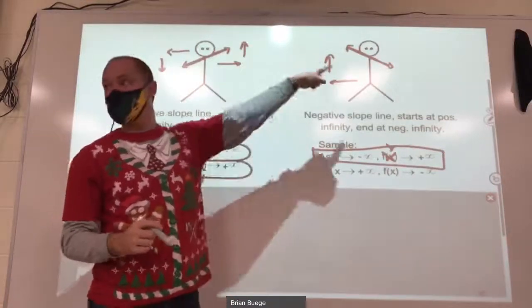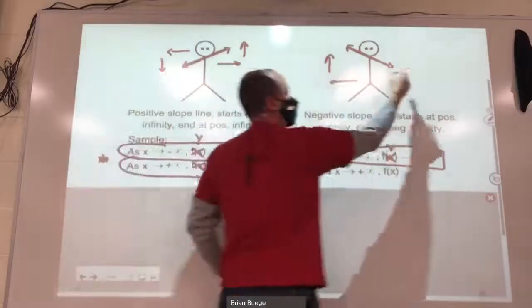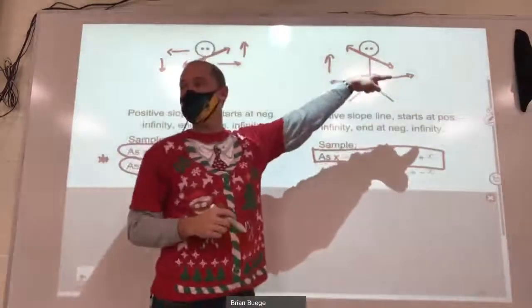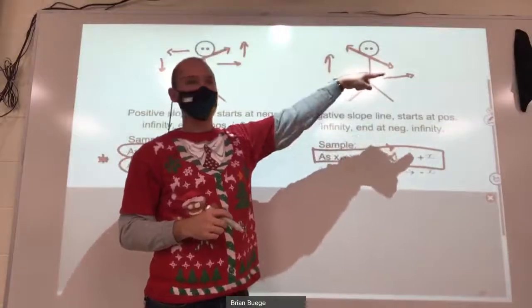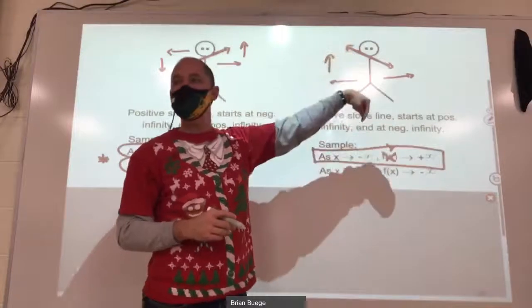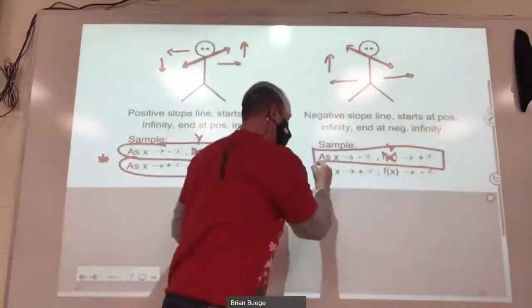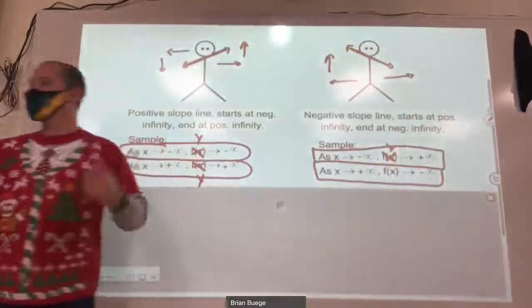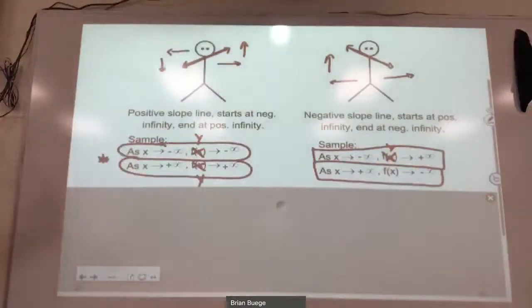The other end of the graph, as x is going to positive infinity, as x is getting bigger and bigger, as we go to the right side of the graph, what's happening to the y values? Are they going up or are they going down? Going down. That is what this says right here. As x goes to either positive or negative infinity, what happens to y? That's the end behavior.